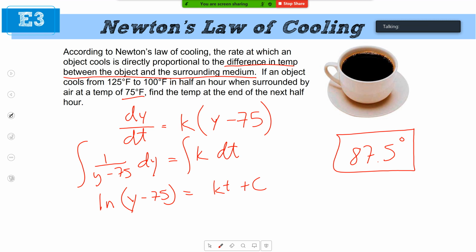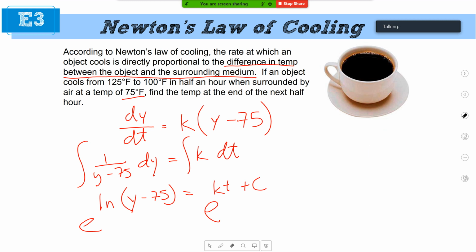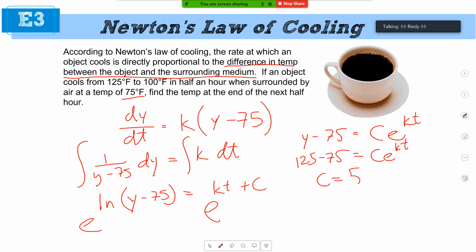Okay, let me just keep going then. Obviously, I'm confusing you, so we'll do this. Y minus 75 is equal to C e to the kt. Okay, do you agree with me so far? Yeah, I got that. I got that pesky 75 to deal with. So yes, you are correct. Our starting temperature is 125, but because the 75 is there, we get that when T equals zero, this goes away to one, and therefore C turns out to be 50.